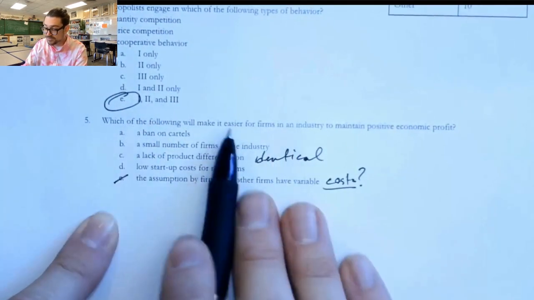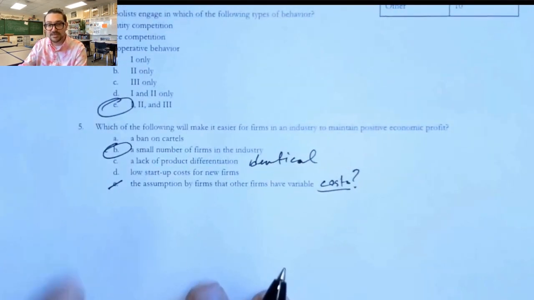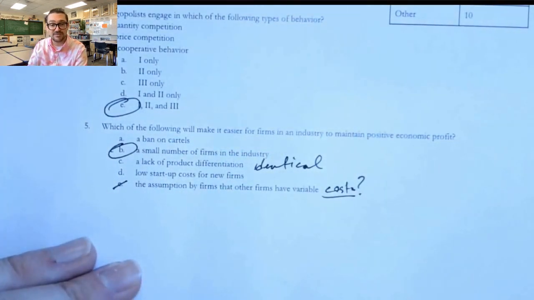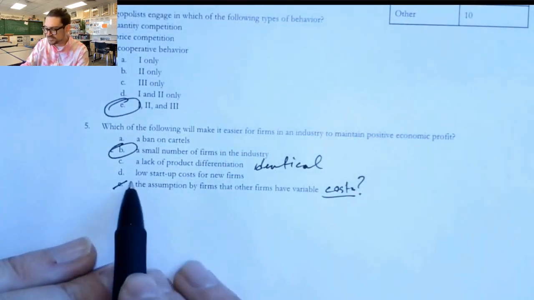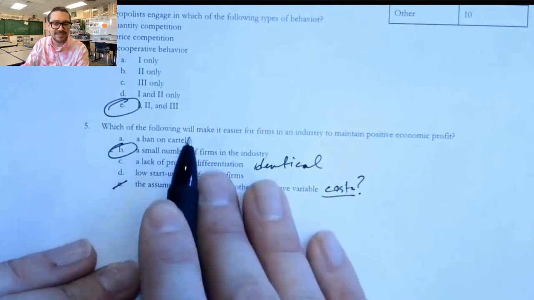So easier for them to maintain economic profit would be a small number of firms, fewer people to worry about. If there were product differentiation, it would actually allow them to maintain economic profit easier. If there were really high startup costs for other firms, that would make it easier. And if they were encouraged to make cartels, then that would make it easier.